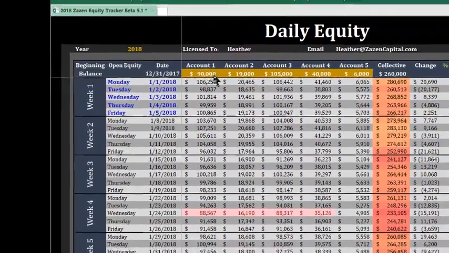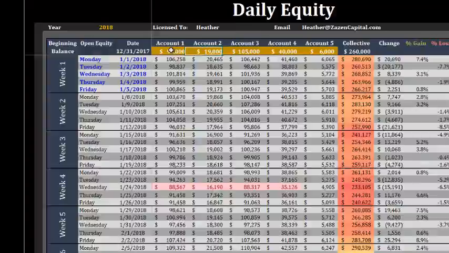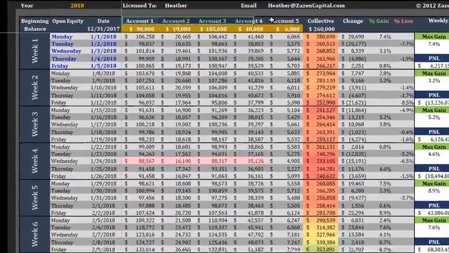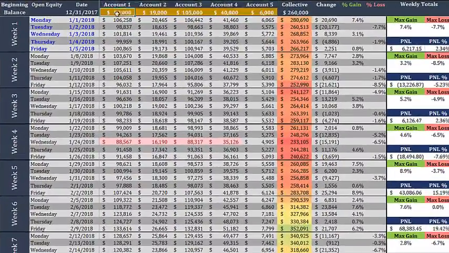You begin by putting in your opening balance, your opening capital. This will handle up to 5 accounts. You put the start amount in the yellow highlighted area. And then at the end of every day, find your account balance and put the number in the corresponding column. It's very simple. The equity tracker will do the rest.